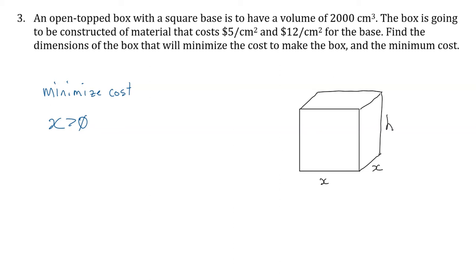Here's the hard part. I'm just going to do this part for us. We're talking about surface area here, because we're talking about the sides of the box and the bottom of the box, and that's surface area. And again, it's an open top box, so there is no top. Okay. We need to have this in one variable, so I need to use volume, length times width times height. The volume is 2,000. x squared times height.